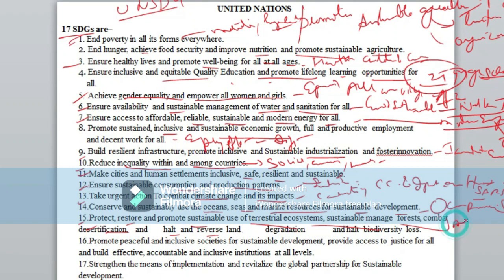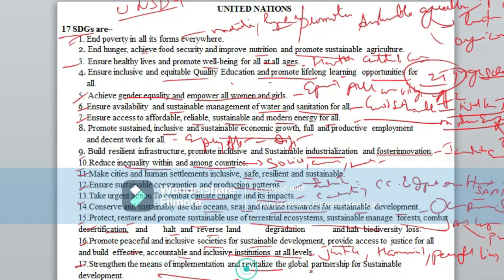So it aims at larger climate benefit and preservation of biodiversities. 16th goal aims to promote peaceful and inclusive coexistence in society for sustainable development, provide access to justice for all, and build effective, accountable, and inclusive institutions at all levels to have a harmonious society in peaceful living. 17th strengthens the means of implementation of a revitalized global partnership for sustainable development.